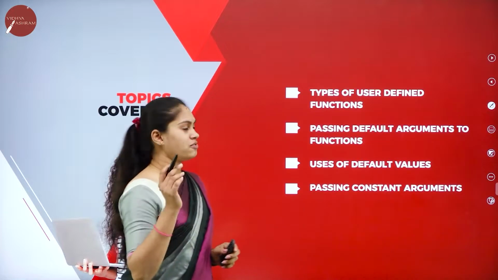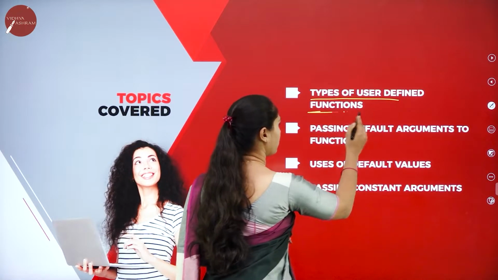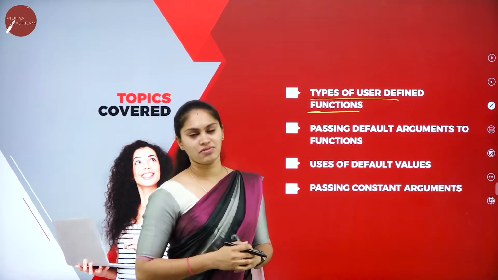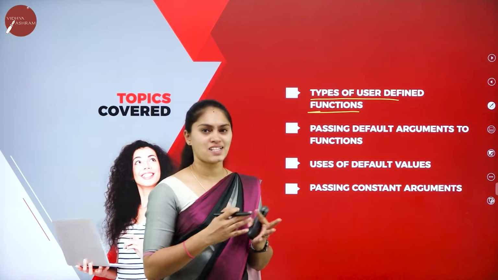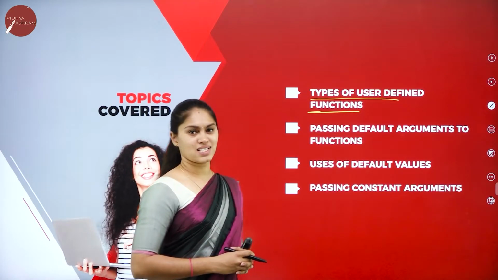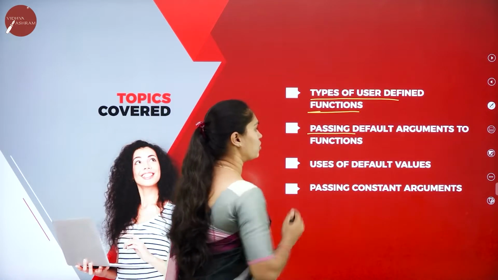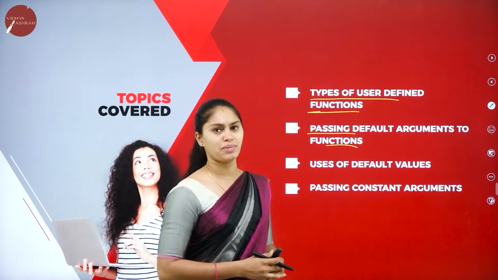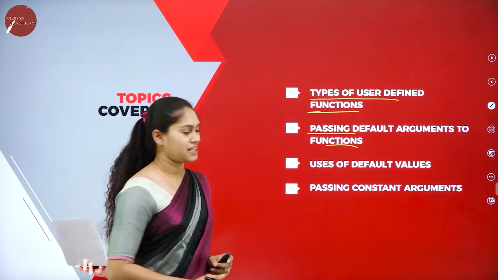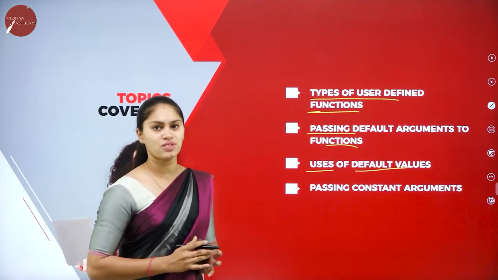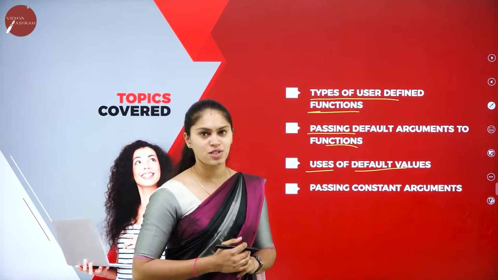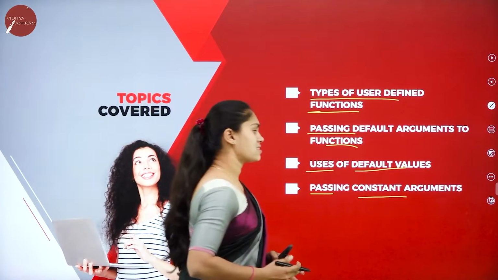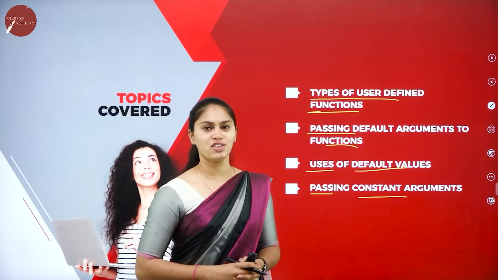In today's session, we are going to learn about the types of user-defined function. We already know about the types of function: library function and user-defined function. Again, user-defined function is classified into several types. That is what I will be discussing in today's class. We will also learn about passing default arguments to a function. What if I want a default value for my parameters or arguments? I will discuss the uses of default values, that is, the advantages or benefits of having default values in our program. And I will discuss passing constant arguments. So this will be the content of today's session.